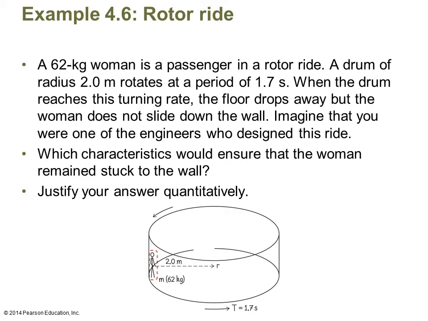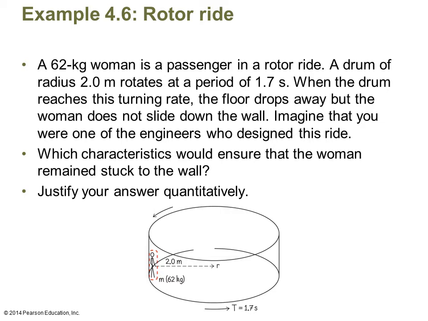A 62 kilogram woman is a passenger on a rotor ride. A drum of radius 2 meters rotates at a period of 1.7 seconds. When the drum reaches this turning rate, the floor drops away, but the woman does not slide down the wall. Imagine that you're one of the engineers who designed this ride. Imagine that you're riding here and you're standing on this floor, and all of a sudden, whoosh, the floor goes away. Which characteristic would ensure that the woman remains stuck to the wall?